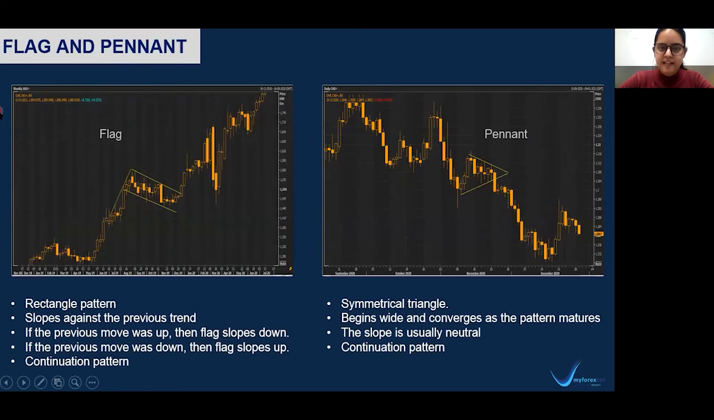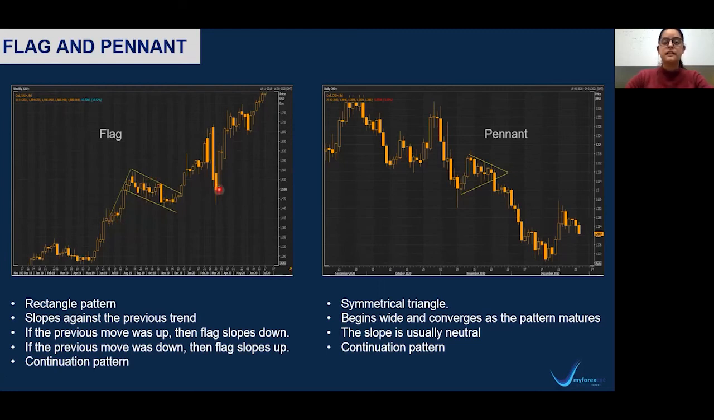Last, we have flags and pennants. Flags are rectangular patterns. The slope of the flag is usually against the trend. As you can see here, the price is in an uptrend, but the slope of the flag is in downtrend. If the previous move was up, like here, the flag slopes down. If the previous move had been a downtrend, then the flag would have been upwards.